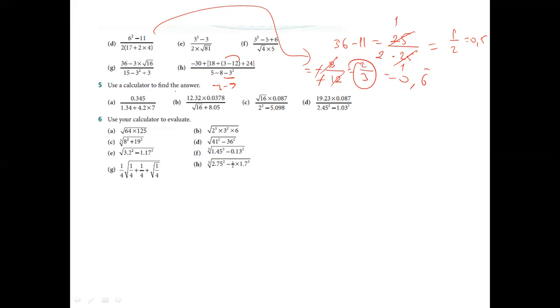And use the calculator to find the answer. And others, please, guys, for options E, F, and G, check yourself. Do these examples. Use the calculator to find the answers because we have decimal numbers. That's why we can use the calculator. Okay. So here we have 0.345 over 1.34 plus 2 times 4 times 2.7. First of all, here we should do this one, and after that, the addition. Then, after that, you can divide these two numbers.